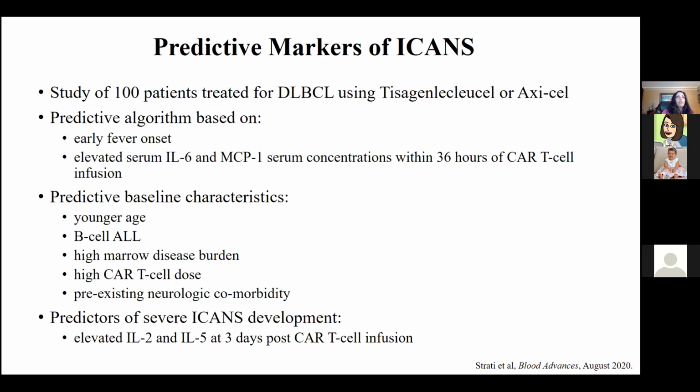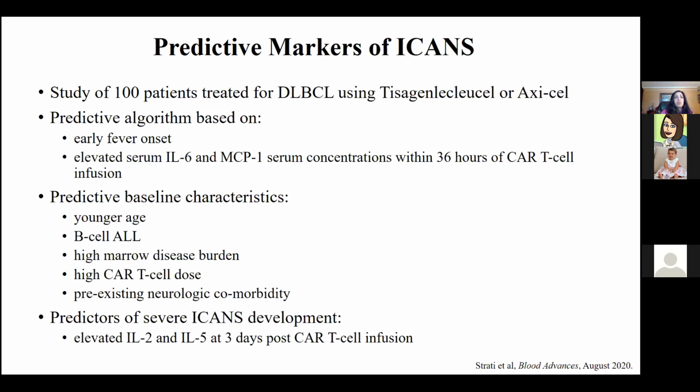Characteristics of the patients that were predictive of development of ICANS were those that were younger, those that had B cell acute lymphoblastic leukemia, those that had a high amount of disease burden in their bone marrow, those that got a higher dose of CAR T cells, because not every patient gets the same dose of CAR T cells. It's supposed to be pretty similar, but it's weight based. And so some people get a much higher dose than others. And also the viability of the cells varies. So some CAR T cell products will have 80% viable cells and some will have 90% viable cells. So the dose can vary.